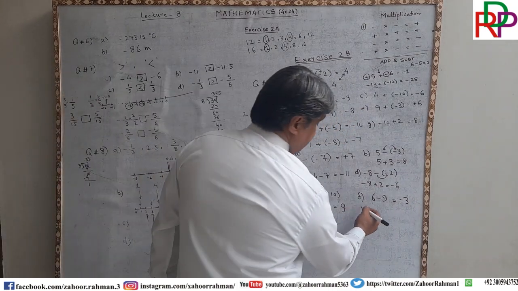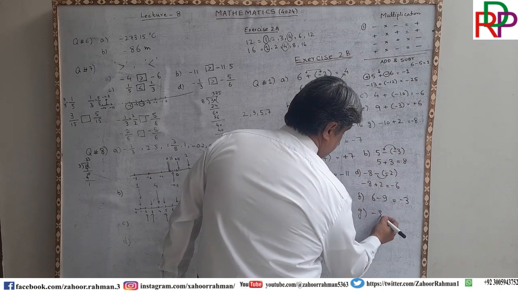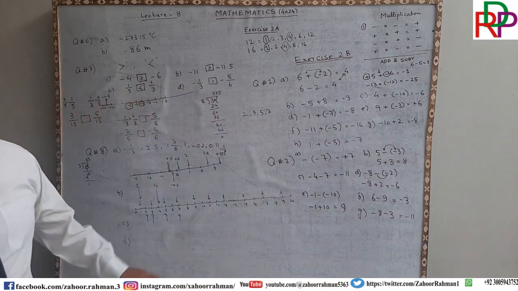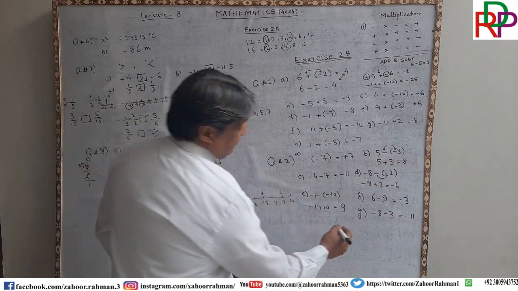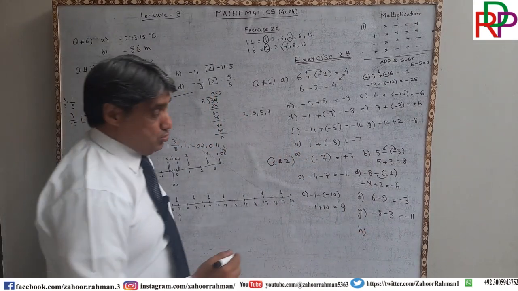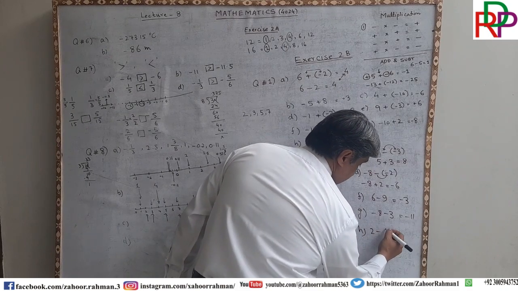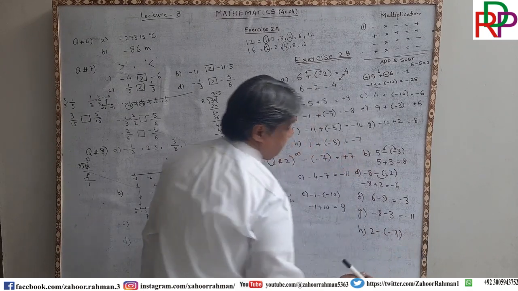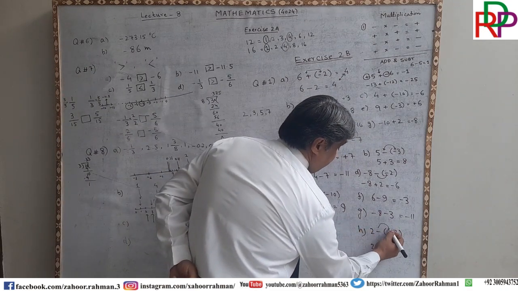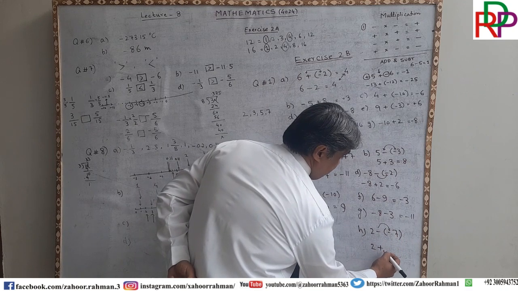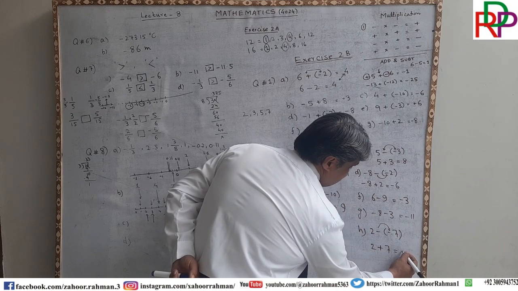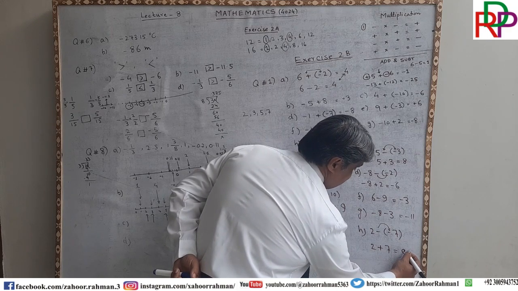Then G, minus 8 minus 3. So it will be minus 11. Simple. And then H, the last one for today, that is 2 minus minus 7. Now this is not simple addition. When minus is multiplied with minus it will become positive. So this is very simple. 2 plus 7 and that is 9.